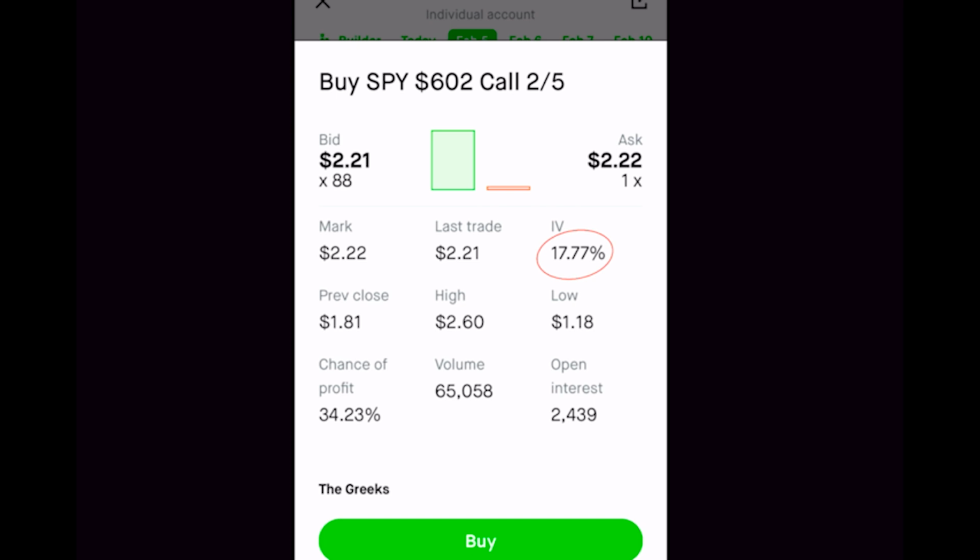If IV is high, you're probably paying way too much for an option. And even if the stock moves in your favor, you're probably not going to make much money because of that IV. So before buying an option, check the IV. If it's super high, you might want to wait for a better price or consider selling options instead of buying them, because high IV is actually pretty good if you want to sell options.